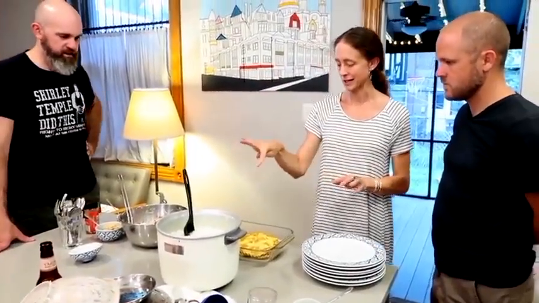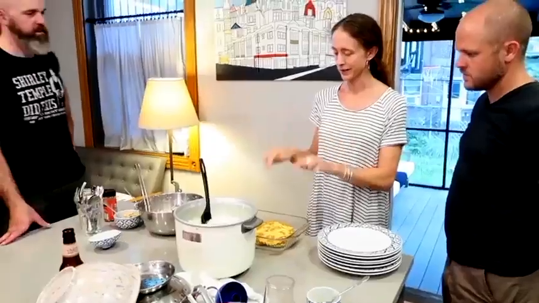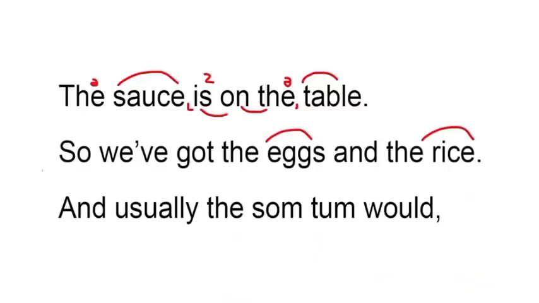So we've got the eggs and the rice. Okay, what is the most stressed there? Eggs and rice. Both longer than the rest of the words. So we've got the. The vowel here is almost dropped. It's almost like we're just linking the S sound in. So we've got the.